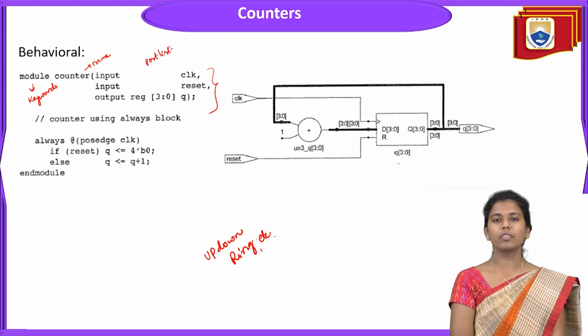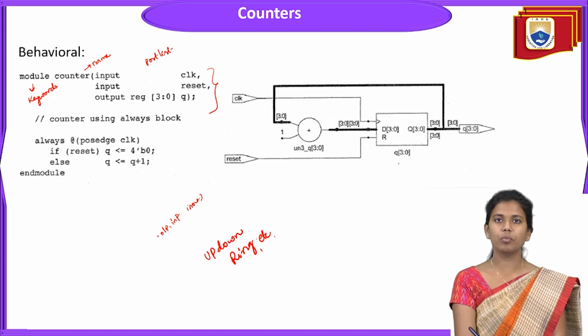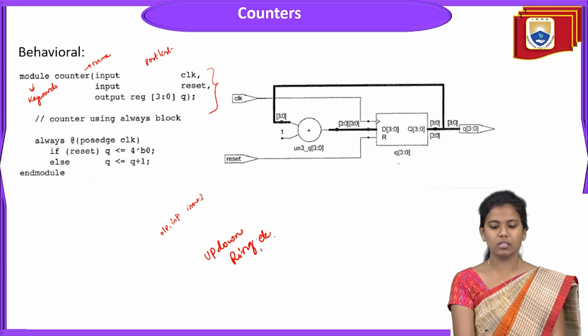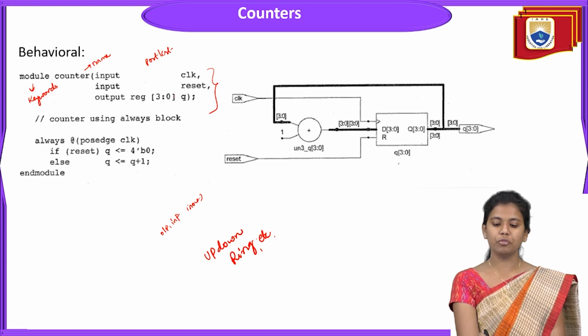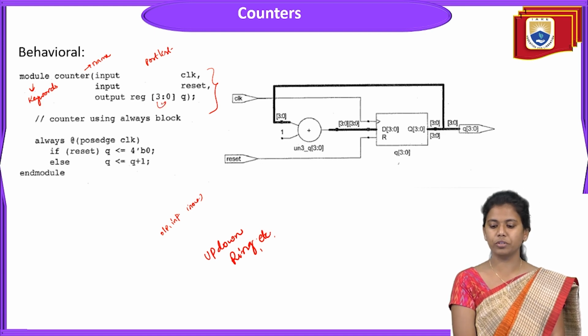As we all know, in the port list the output ports come first, then the input ports, and then the in-out ports. So here, in the counter, my inputs are clock and reset, and the output is reg [3:0] Q. So totally, I am going to count 4 bits of data.